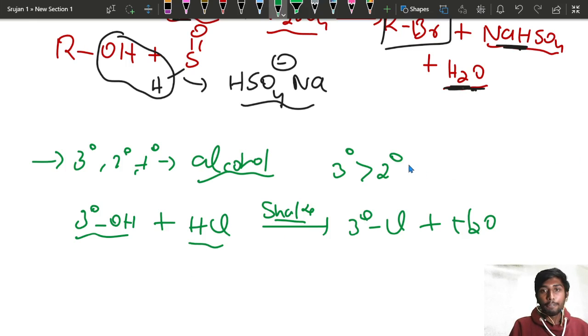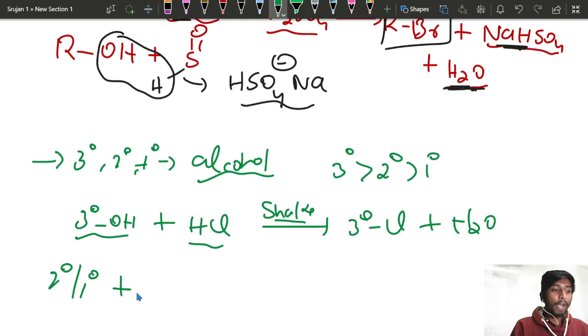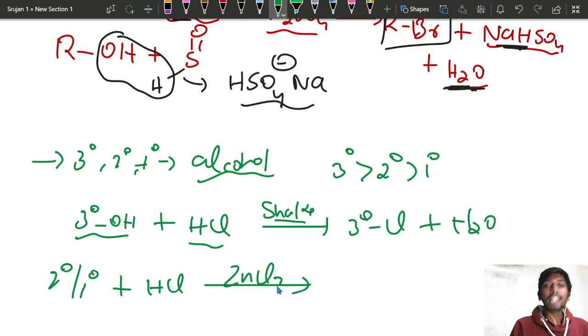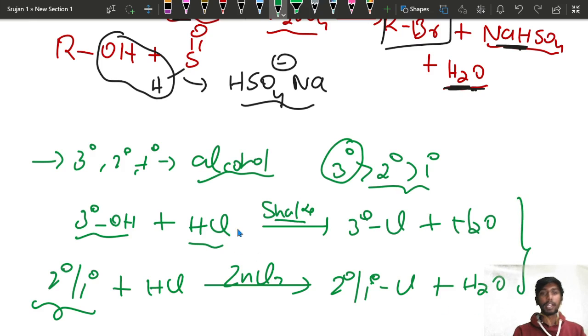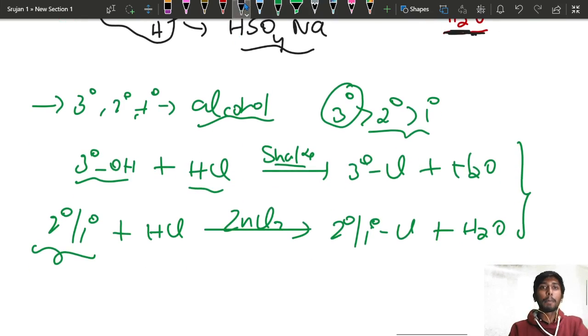But if you take secondary or primary, you have to use the catalyst here. I told you about zinc chloride, which has to be used as a catalyst. It is necessary because these are less reactive. These are more reactive, these two are less reactive. And you're getting the secondary or primary alkyl halides and water. This is how you can prepare this. So this is the preparation with the help of an alcohol.